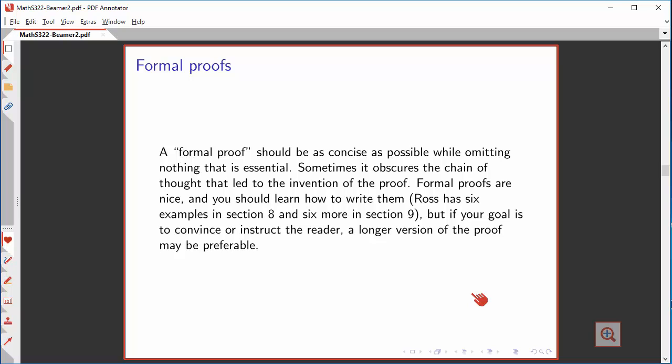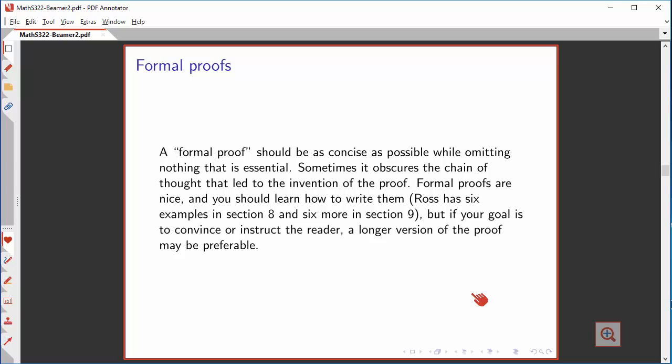Ross devotes several pages to the issue of formal proofs. A formal proof is one that includes the minimum number of statements required in order to establish the truth of some mathematical proposition, and frequently that involves throwing away a lot of the scratch work you did in order to figure out how to do the proof. You'll discover this when you try to construct these formal proofs on your own. You say, I need to prove that this particular sequence converges to 3.